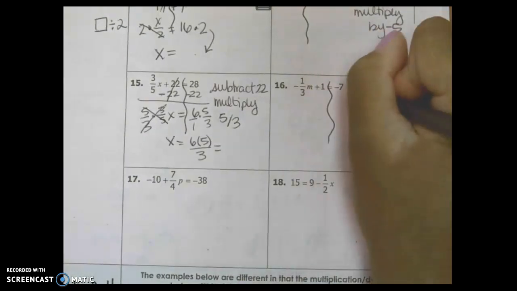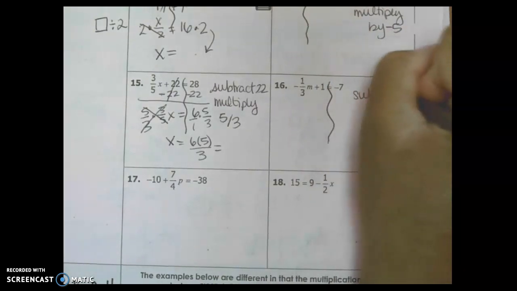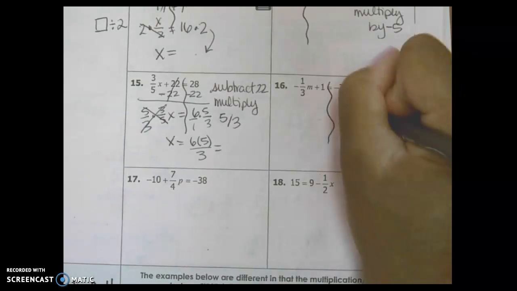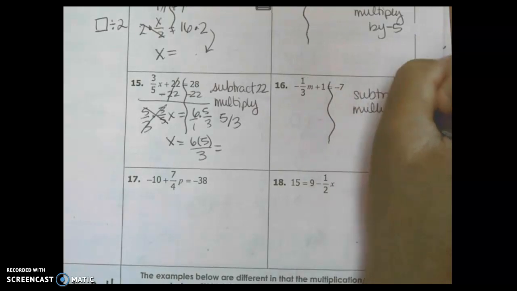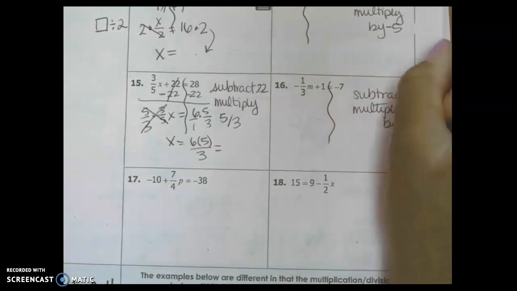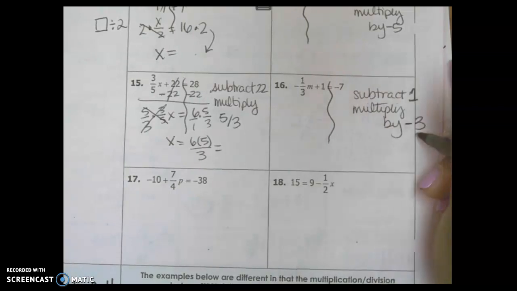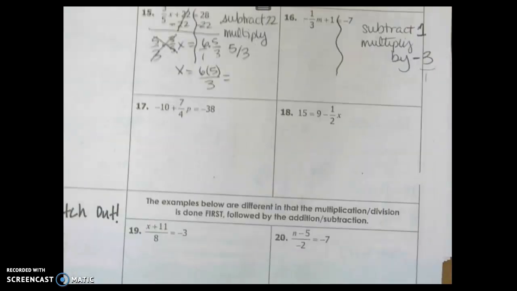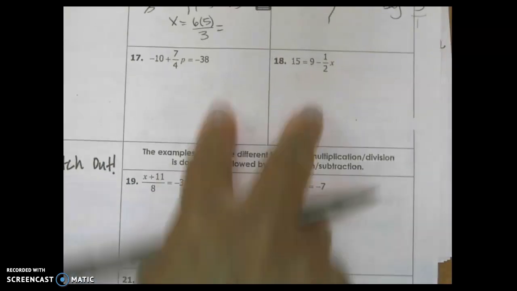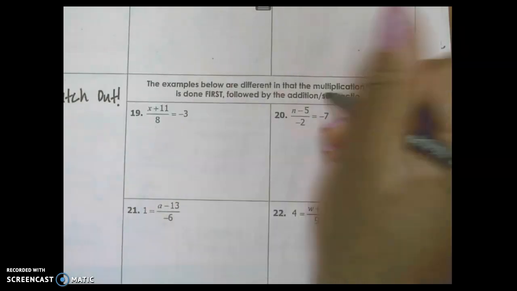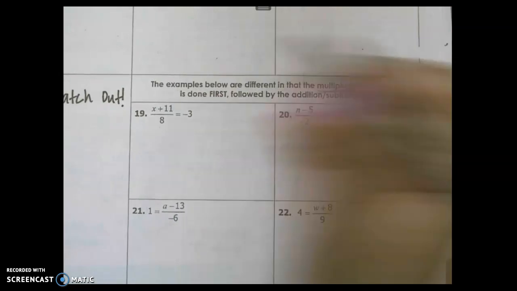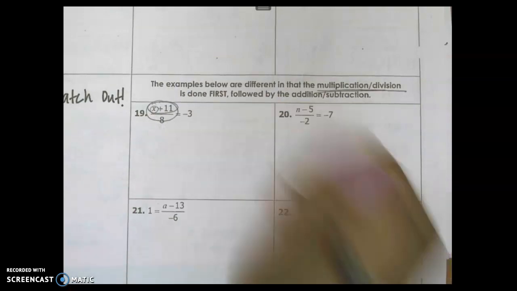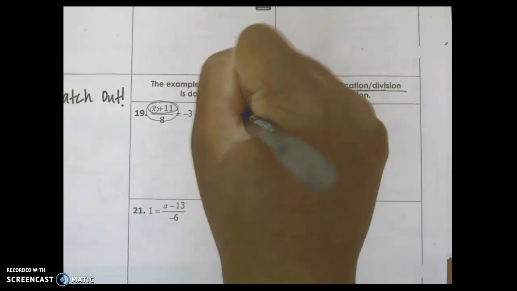Over here, I'm going to subtract 1. Then multiply by negative 3, because if we flip that, it will be negative 3 over 1, and we really don't need that over 1. 17 and 18, you should refer back to these. Then down here, we have to do the multiplication and division first. So when you make your onion, the division by 8 is on the outermost part. So we have to undo that by multiplying by 8.